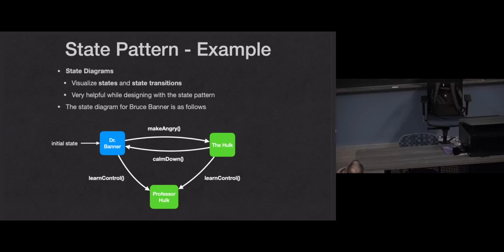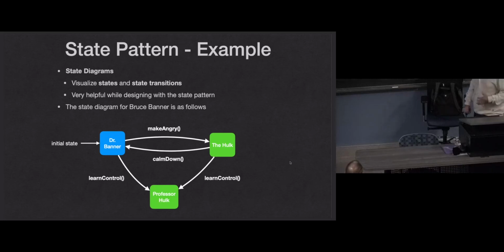So to visualize this, as we're talking more about design, it's nice to be able to visualize what's going on. And in office hours, the TAs and I like to ask you for your state diagrams like this. It's very helpful to write out a state diagram when you're designing the state pattern, which captures all of the states that you can be in, the state transitions between them, and also the initial state that we're in. So we're going to start off in the Dr. Banner state. If you call make angry, we transition to the Hulk. Calm down, transition back to Banner. Learn control from either Dr. Banner or the Hulk, and we enter the Professor Hulk state. And there's no leaving the Professor Hulk state, no arrows going out of that one.